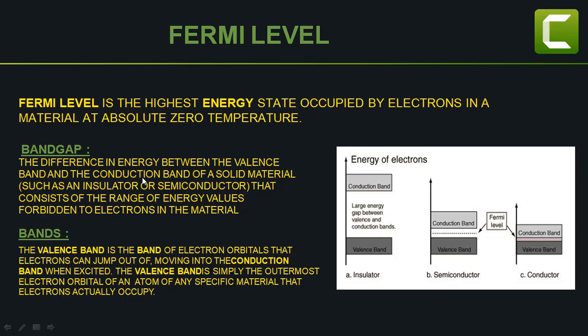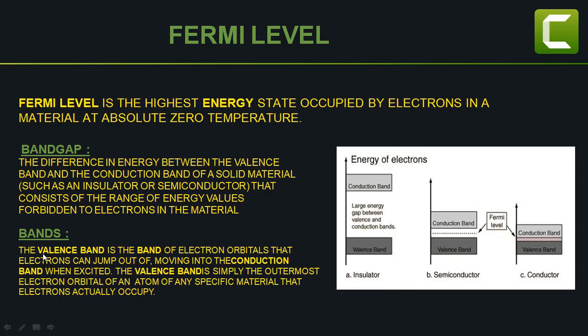So let's see the definition of band gap. The band gap is the difference in energy between the valence band and conduction band of a solid material, consisting of a range of energy values forbidden to the electrons in the material. So this is known as the band gap.